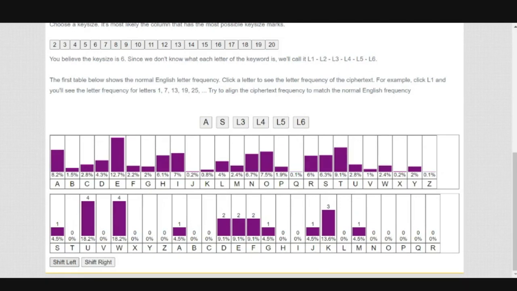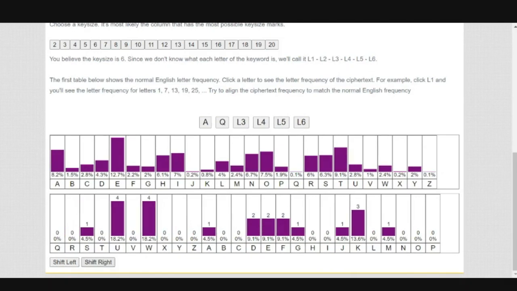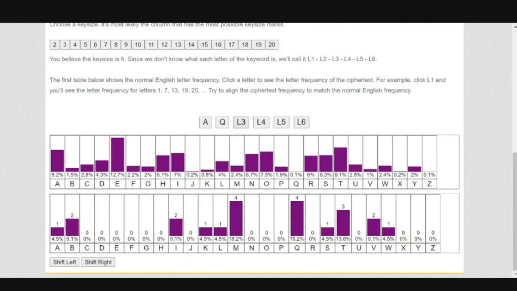E and W is matching, right? Right. Now let's come to the next letter. And this is how you can try, right? So you can identify each and every letter and then you can proceed.